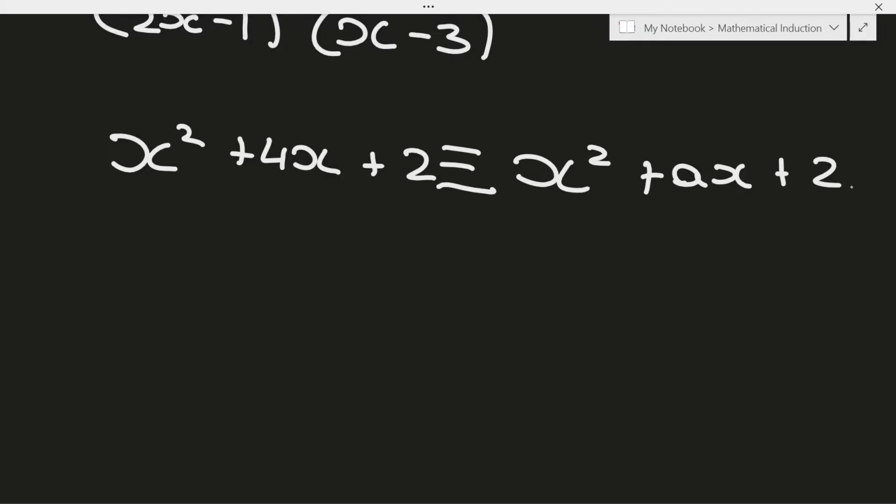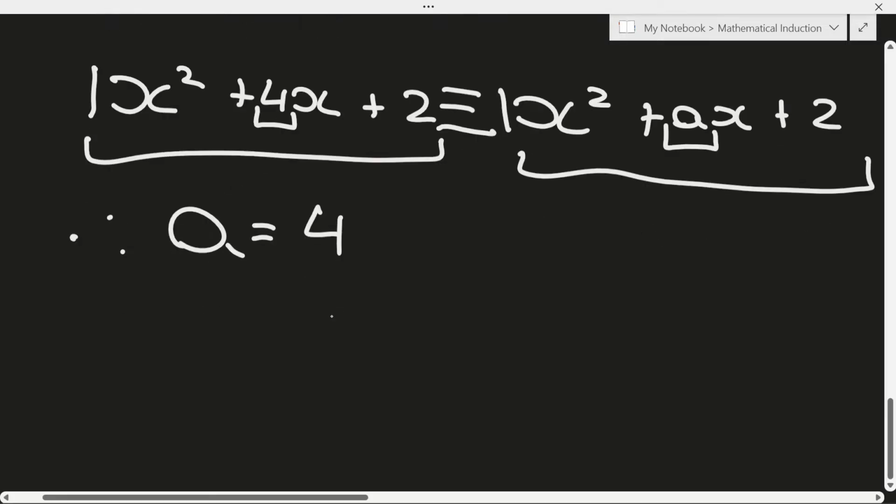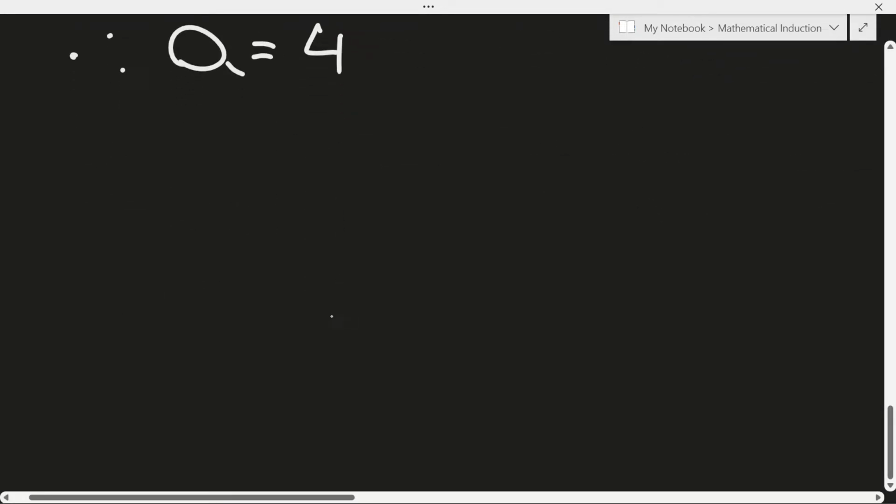Now what you need to know is that since both of these polynomials are equivalent, the coefficients must be the same. If that's the case, the coefficient for this is 1, so the coefficient for this must be 1 as well, and that is true. 2 and 2, that's perfectly fine, which means that the coefficient for this x must be equal to a. Therefore, a is equal to 4. Now that's a very simple example. Let's go into a more complicated example.